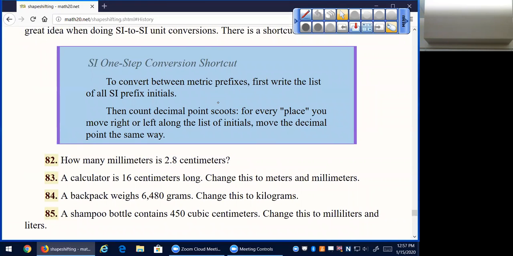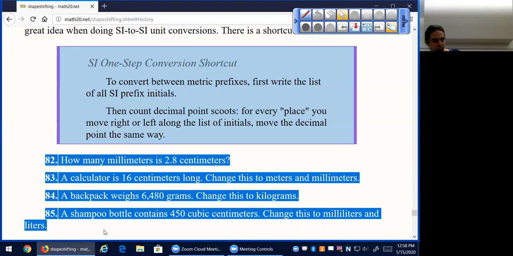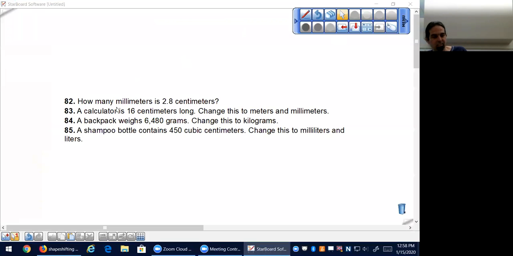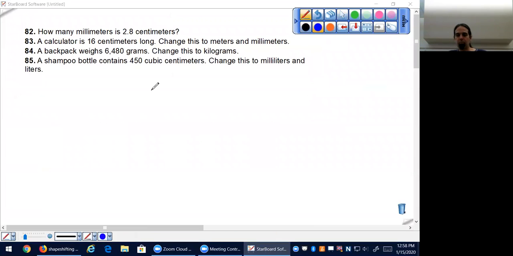There is a shortcut when we're converting between the metric, the SI prefixes. We're going to write that list I just had you write, and then we count decimal point scoots. So for every place that you move on that list, you will just move the decimal point the same way. And if that doesn't make sense when I say it out loud, let's just do a bunch of them. So here is my list, K, H, D, U, D, C, M, dot, dot, micro. I just know I'm doing this kind of problem, so I write it on the board. Okay, let's do the first one.